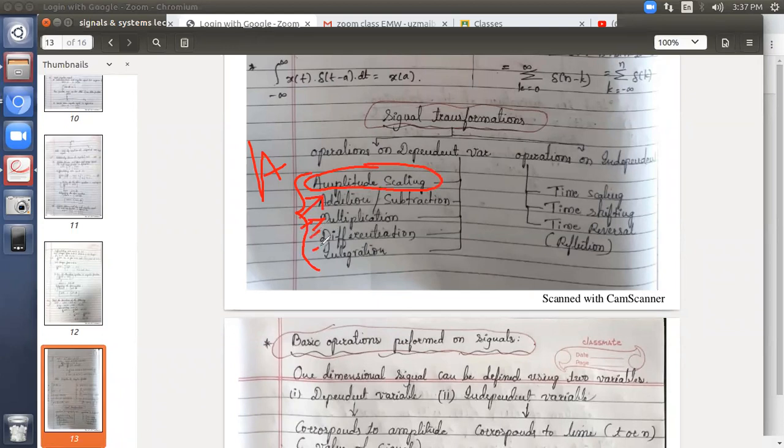differentiation, and integration. So you might get confused why there are two parameters on multiplication. Scaling, I said just now, is a multiplication, and separately multiplication also we are studying. So there are two different concepts. I will tell you the details. Let us first deal with these, then we will see the other part. Let us start with the first one, amplitude scaling.